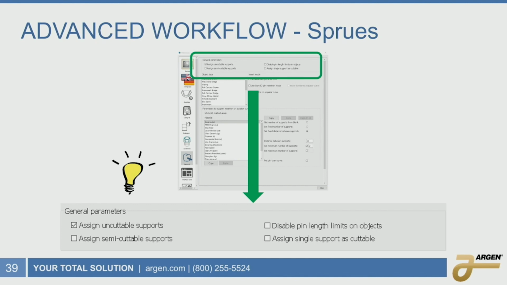Another topic has always been what kind of support pins or sprues to use with your objects. You can set all of that for material or object types, and you can just assign uncuttable, which is the default with the blue sprues. Or you can have semi-cuttable, as well as disable some of the pin length and supports objects.